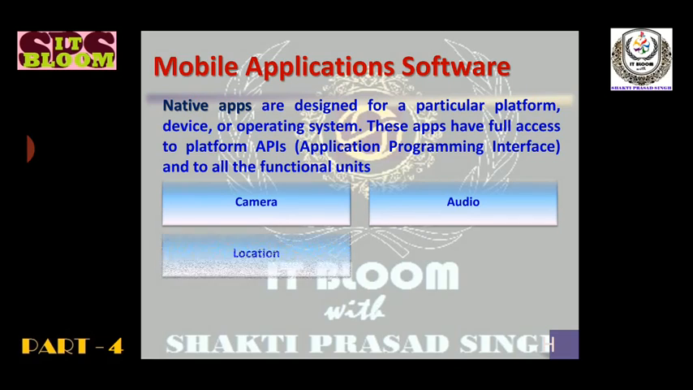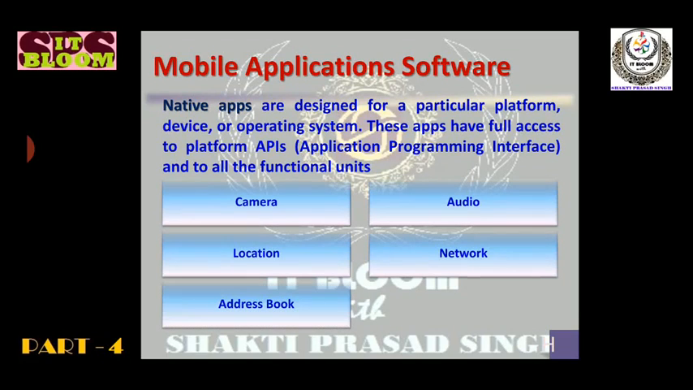Next is location, that is mapping. It uses the GPS and directly interacts with your device. Network, that is the percentage of network, which can access the networking or tower. Next is address book, also directly accessing the application programming interface, and different address books and different cameras run on the different platforms of different operating systems.